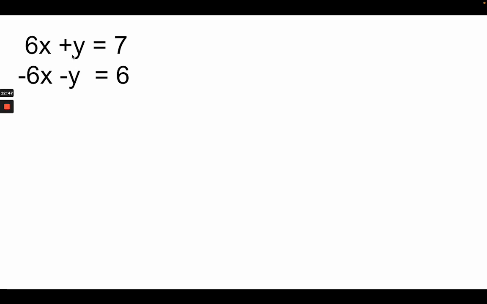And both of these have good things about it. If I was to use the bottom one, I would have a positive 6x because I'm going to move it over, right? But then I'd end up with a negative y. As opposed to if I use this y, I could move the 6x over and I would have a negative 6x, which is again not bad, but at least I'd have a positive y and I wouldn't have to do an extra step. So I'm going to choose to use this equation, 6x plus y equals 7, and I'm going to manipulate this equation to get y by itself.